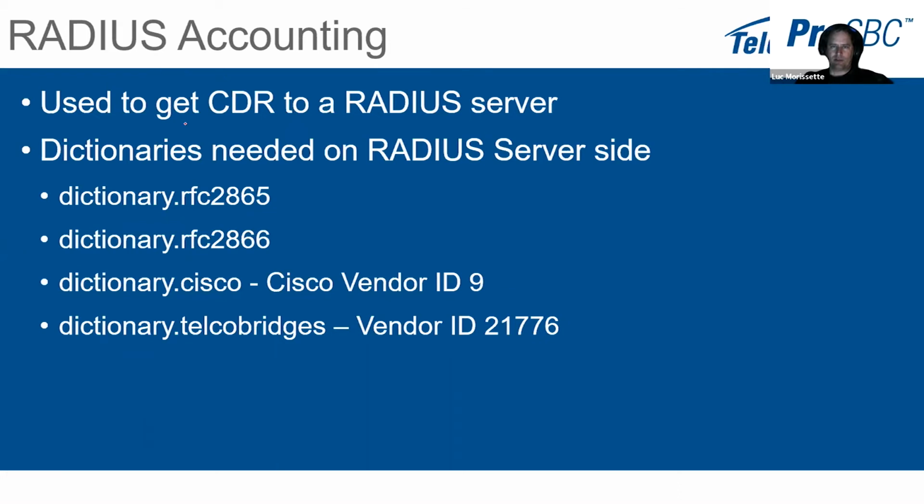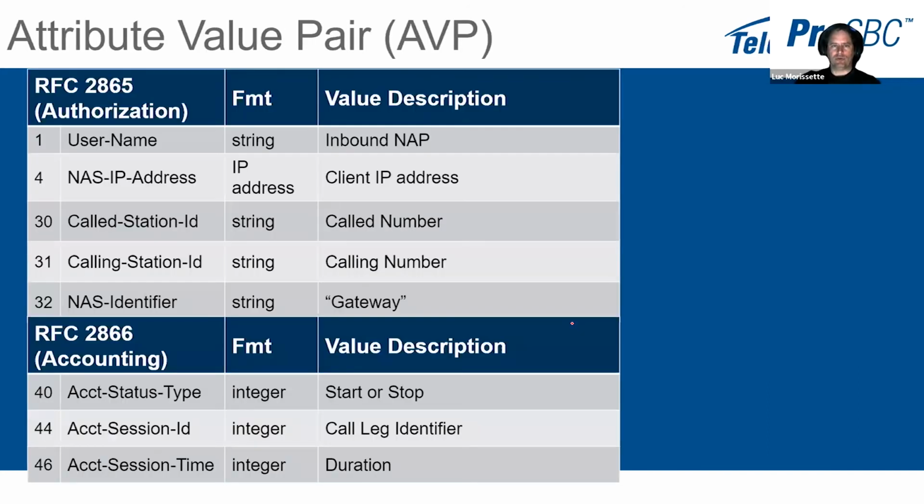So radius accounting, we use it to get the call detail records from the SBC to a radius server. And we use the dictionary from RFC 2865 and the RFC 2866. We use an additional dictionary from Cisco because it had useful information in that dictionary, so we use some of those. And we have defined a specific Tech-Bridges dictionary for radius accounting.